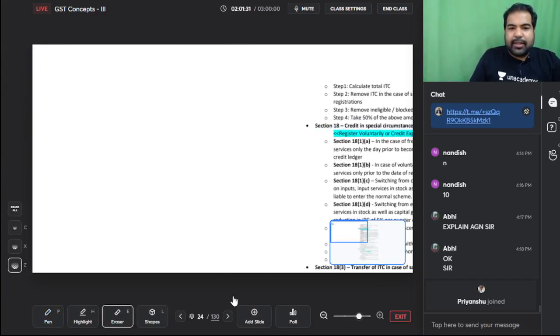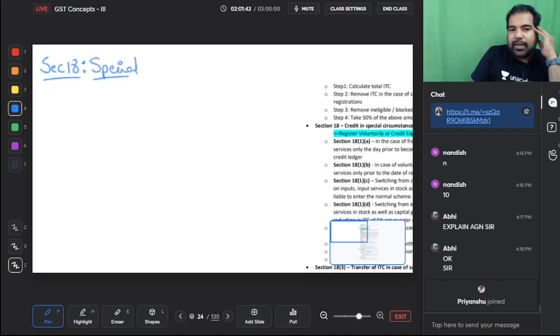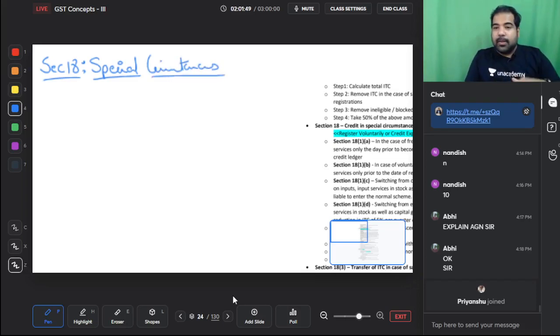Guys, section 18 is special circumstances. How do you remember it? Guys, 18th birthday is always special. So section 18 is special circumstances. What is so special about it? Let's check. Guys, at 18 you get a new voter ID. At 18 you get a driving license. So at 18 new things are happening even here.